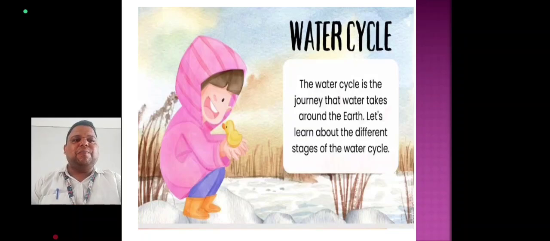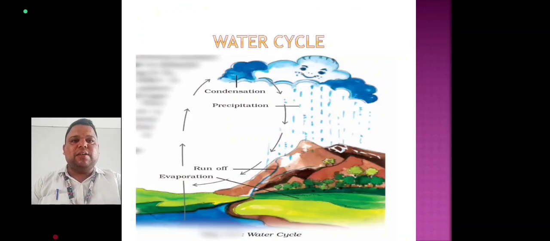And the water cycle. The water cycle is a journey that water takes around the earth. Let's learn about the different stages of the water cycle. In the water cycle, there is evaporation. When water gets heated, it evaporates and makes clouds, a process known as condensation. After the condensation, there is precipitation in the form of rain, snow and hailstorm, etc. This continuously occurs, and this is known as the water cycle.